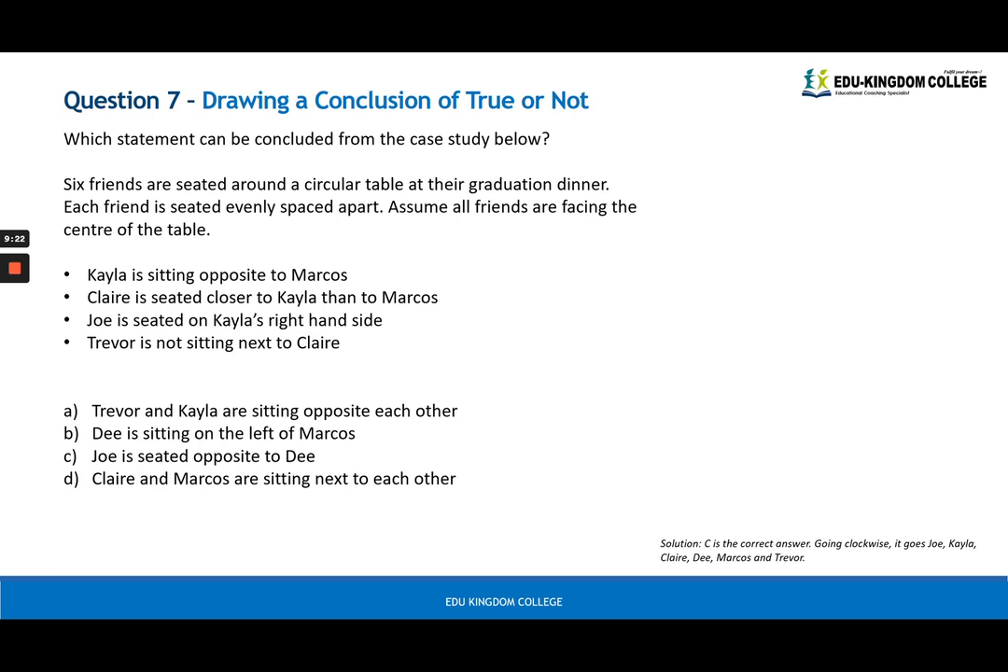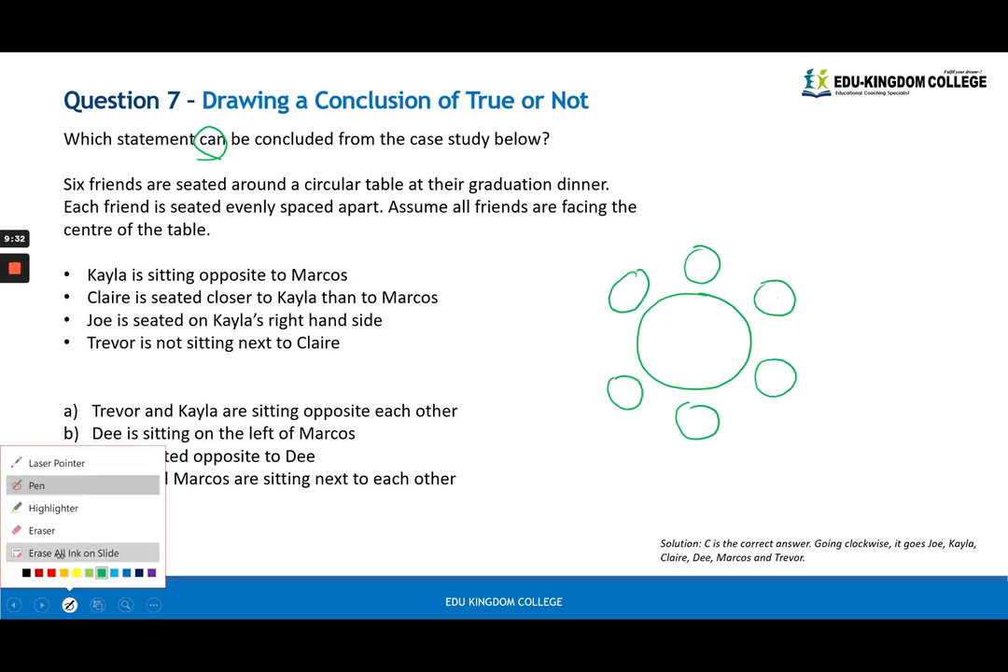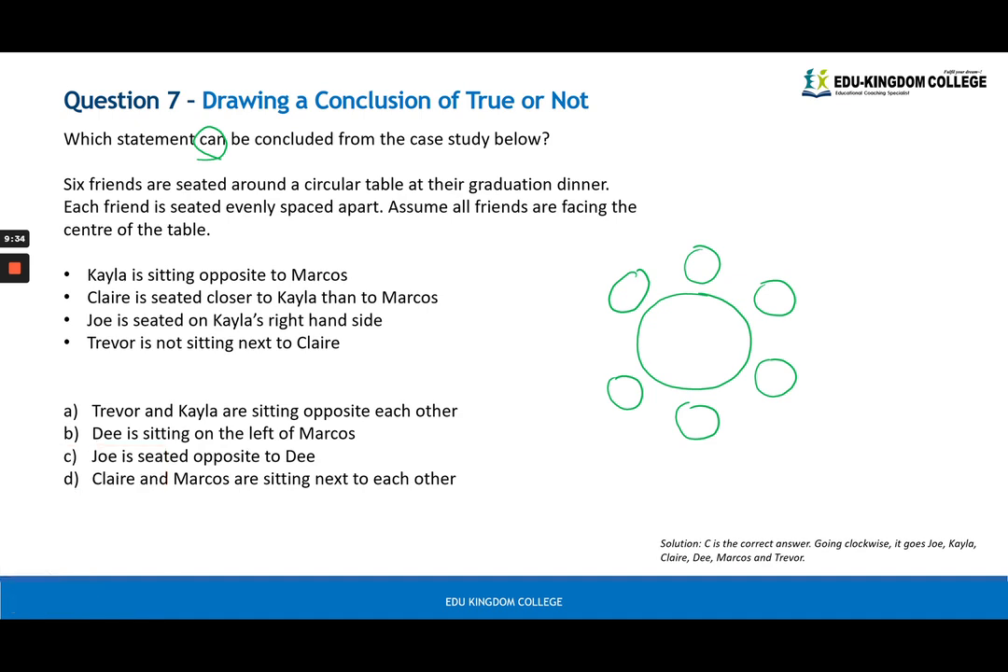Okay, 7. Which one can be concluded? Let's draw up a quick table. We have people sitting opposite each other, so it probably would look something like this, 6 spots. Now, it doesn't matter where you start, because wherever you go, as long as the people next to each other are correct, it doesn't matter which way you go because it's a circular table. Kayla's sitting opposite Marcos, so just write Kayla here. Just don't put Marcos in the wrong spot. We have to be opposite.